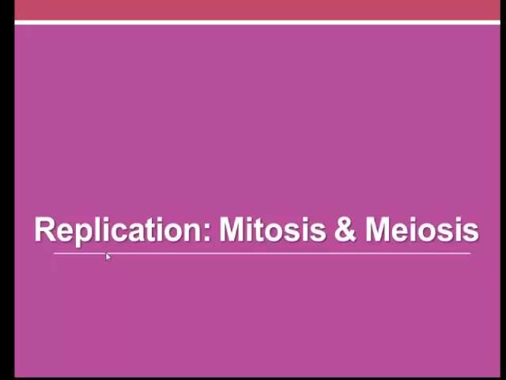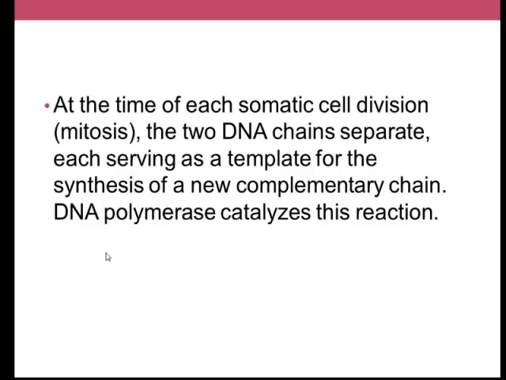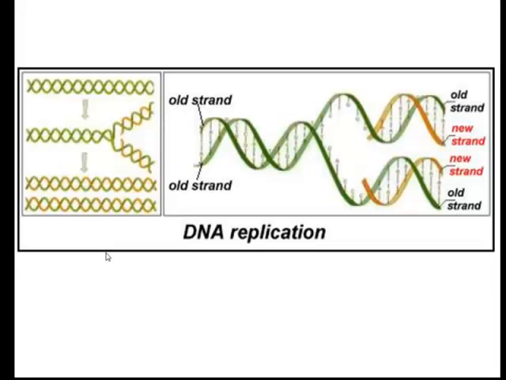Now we are going to move to another topic in today's lecture, which is cell replication, including mitosis and meiosis. At the time of each somatic cell division, the 2 DNA chains are separated, and each one of them serves as a template for the synthesis of a new complementary chain. This reaction is catalyzed by an enzyme called DNA polymerase. So this is at the time of replication.